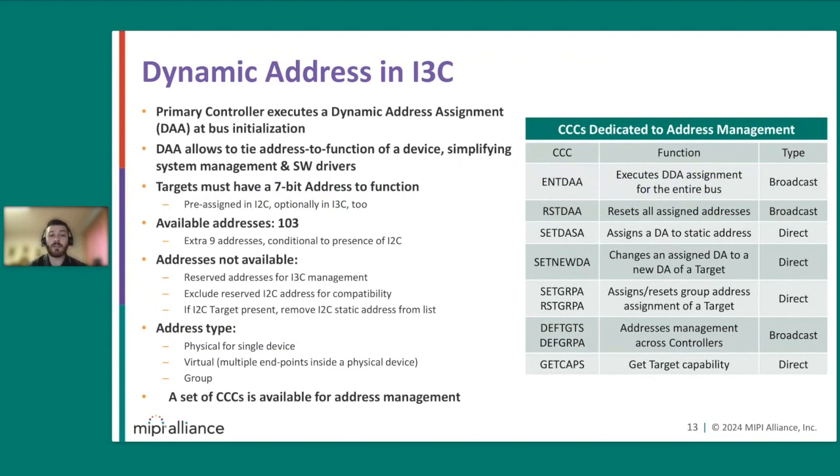So as of now, there are 103 available addresses. There are also addresses that are not available, that are reserved, or that were used in I2C reserved. And so in order to maintain a sense of backwards compatibility, we don't use those addresses. However, if you're on what we call a pure bus, where there is no I2C targets present, those addresses could possibly be used.